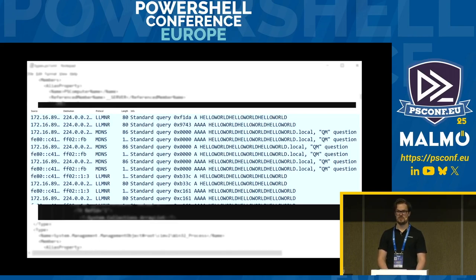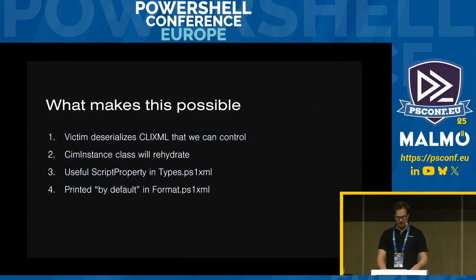We're going to force them into performing some kind of action on their system. And if we summarize why this is possible, again, we see that the victim must have an insecure deserialization vulnerability, and the fact that CIM instances will rehydrate. Then we have a useful script property in the types, and that one is also printed back to the console in the format file of that type.